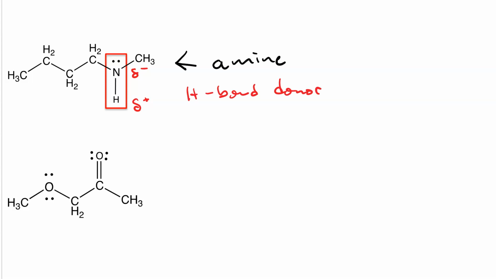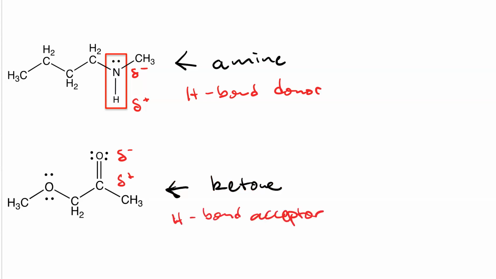Now, this molecule over here is not an amine, it is a ketone, like acetone, but it has some negative charge on that oxygen and positive charge on the carbon. It is a hydrogen bond acceptor. So we can get a hydrogen bond forming between those two molecules. This means that the amine and the ketone will be soluble in each other.